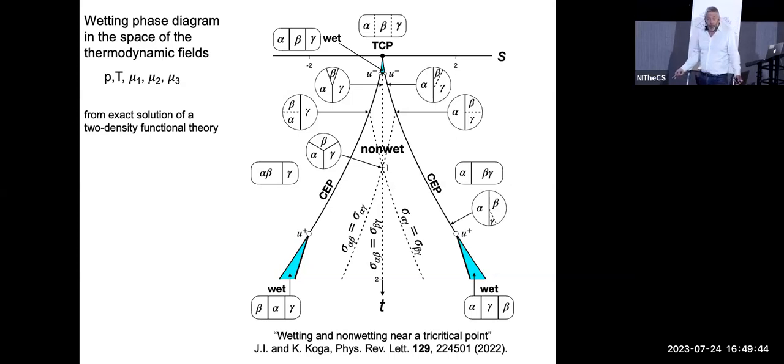Where is wetting? Where is there wetting at all? Yes. There's wetting very close to the tricritical point in this little turquoise triangle here. And there is also wetting here and wetting there, but by different phase. This is wetting by gamma, wetting by alpha, and here is wetting by beta.